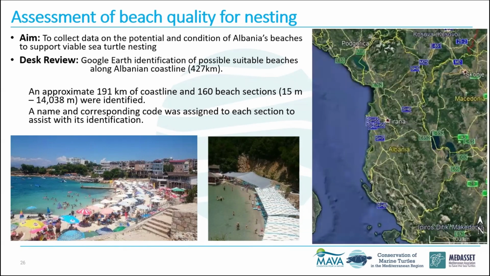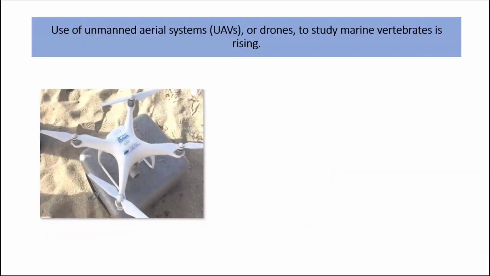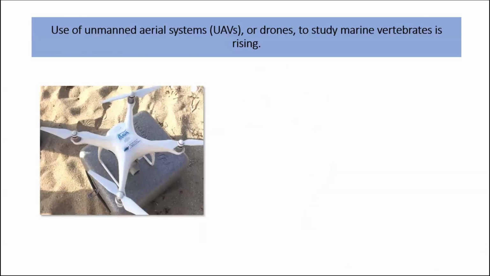And we started screening all the coast of Albania, 427 kilometers, and ended up at the first stage with, let's say, 160 beaches to be included in the study. Okay, for the first time, we used this drone to screen the beaches and to evaluate the elevation above the sea level.